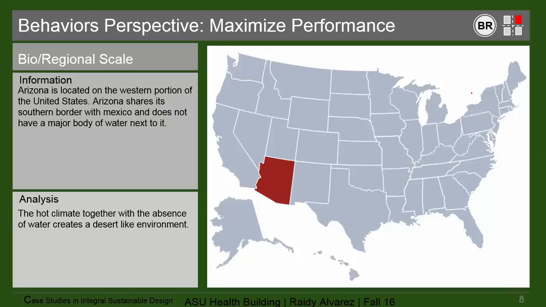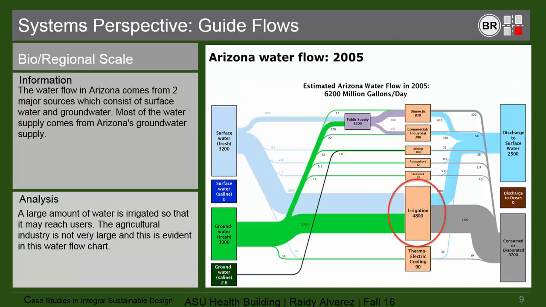And okay, here we go. So the project's in Arizona. Arizona does not have a major body of water next to it. The hot climate together with that creates a desert-like environment. That's true. Where is your site? It's always good to see where the site is. Okay, and then this implies certain responses, or you might expect certain responses in the architecture.